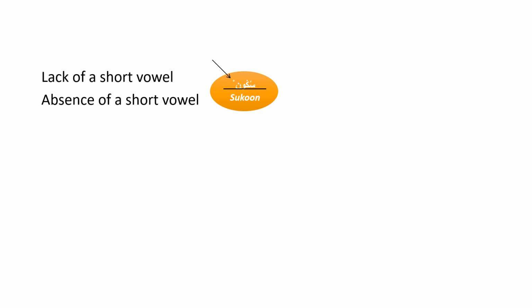Remember, I said the first short vowel we have is fatha, we pronounce it a. The second one, damme, we pronounce it u. And kasra, we pronounce it e. So we have three sounds. Sukun is a small circle and has no sound. Let me show you some examples.